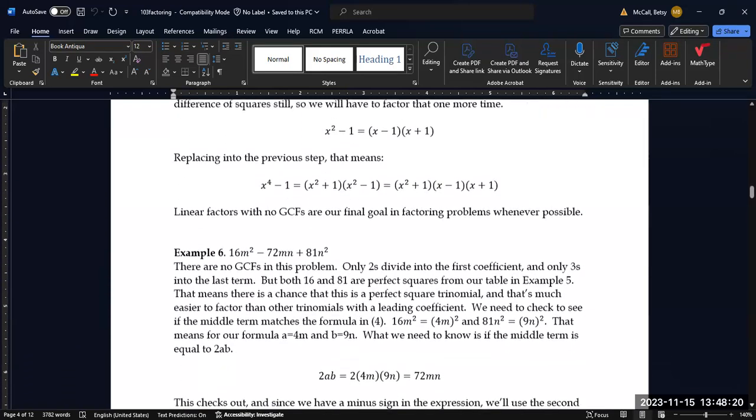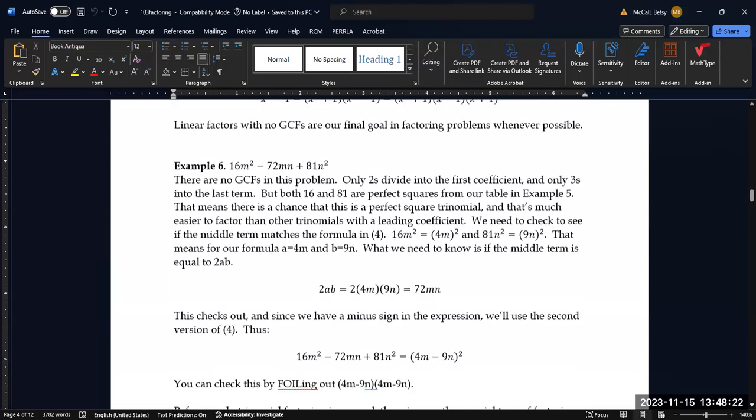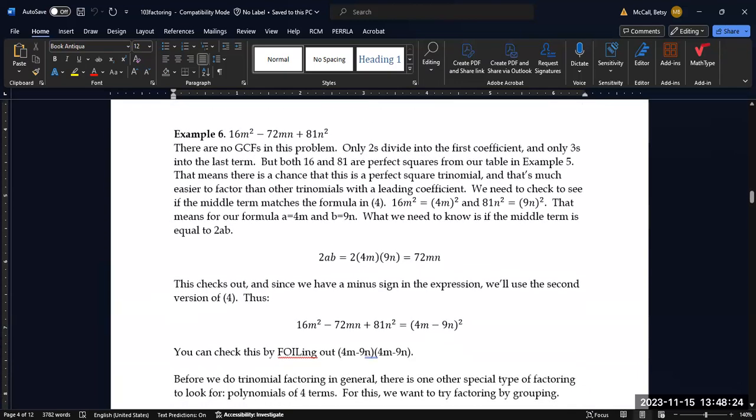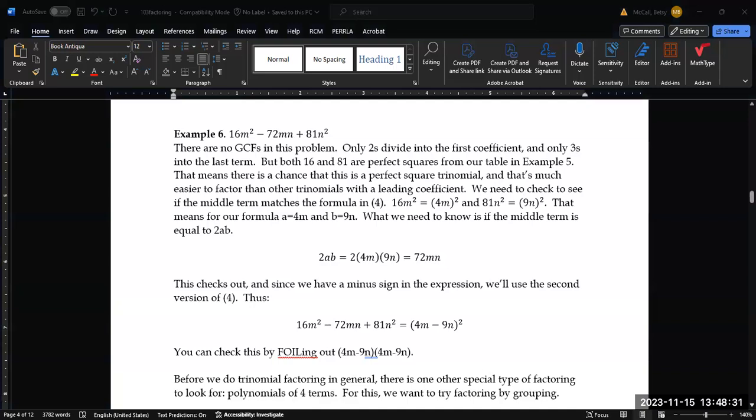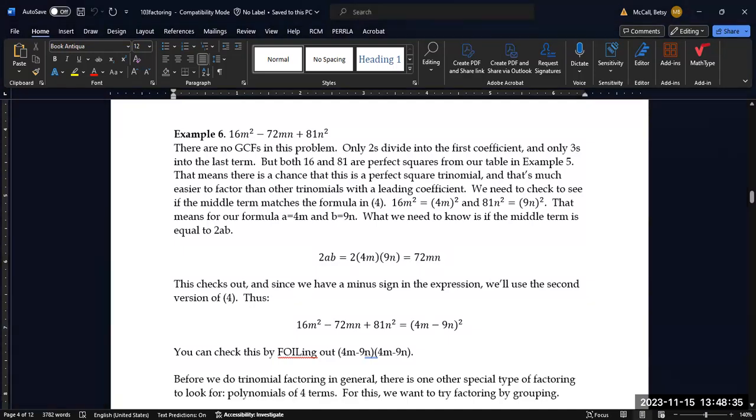And then the last example that we wanted to look at was that perfect square trinomial. And so this is an example. Again, we want to start looking for, are there any greatest common factors? That's always our first step. In this case, 16 and 72 have common factors, but 16 and 81 don't have any common factors. And so once we've gone through the coefficients and said, yeah, there's not any that divide into all 3 of them, then we can assume there's no greatest common factors.